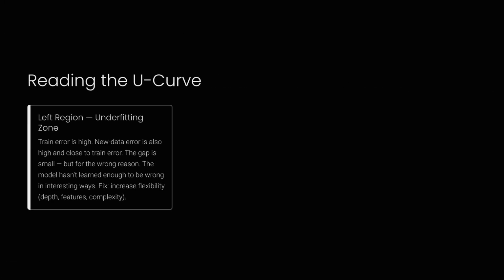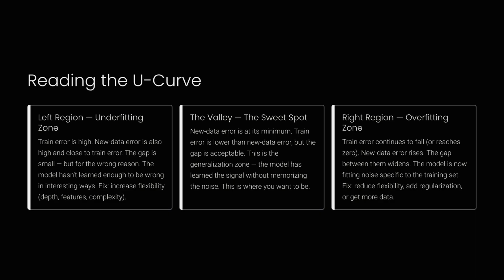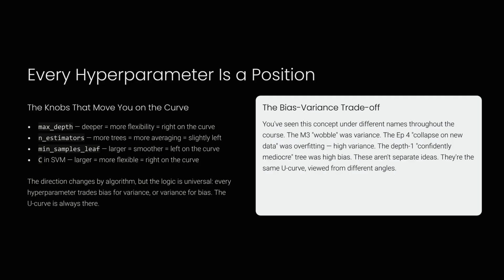In the left region, you're underfitting, so increase complexity. In the right, you're overfitting, so reduce complexity or add data. The valley is your goal, where the model has learned the underlying signal. Every hyperparameter is just a knob that shifts your position on this U-curve. Regardless of the algorithm, you are always navigating the bias-variance trade-off.